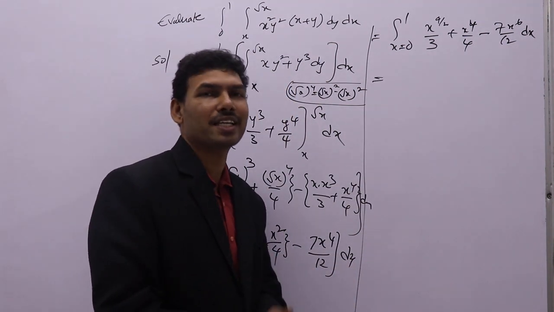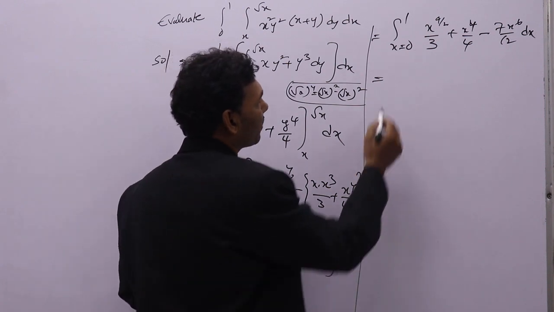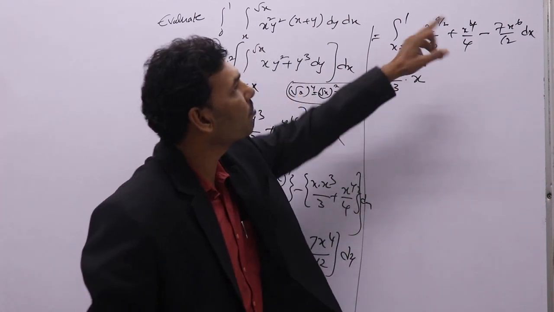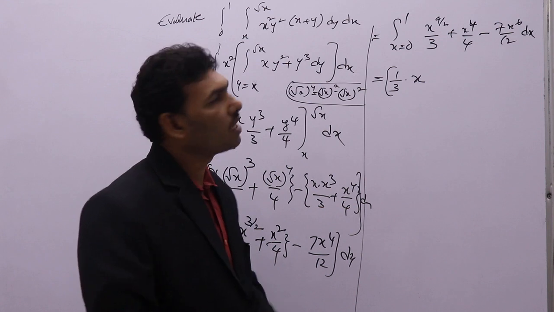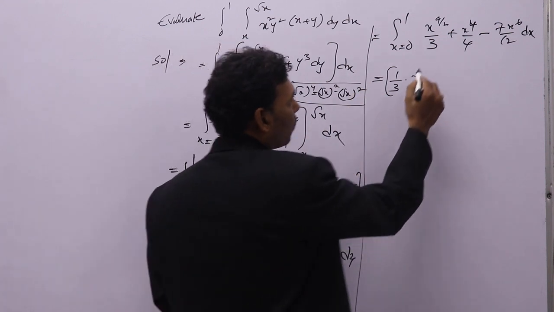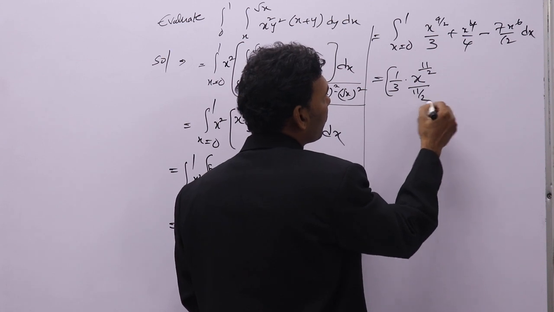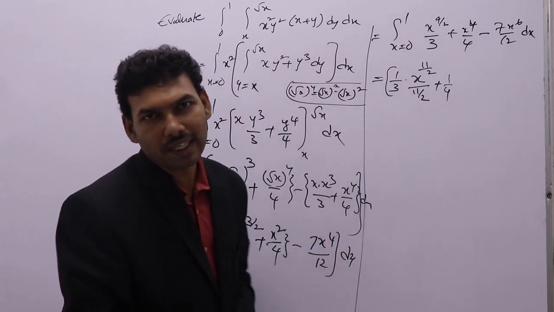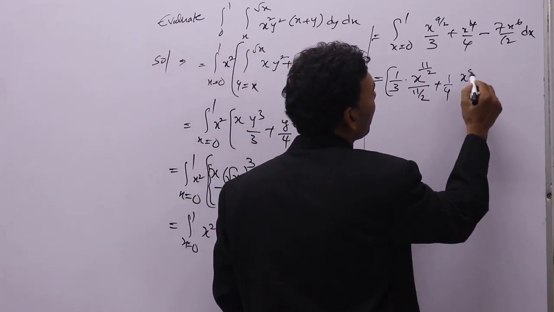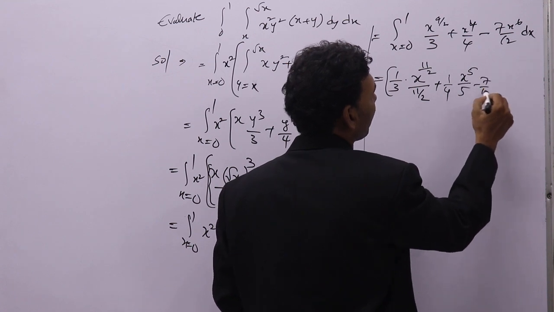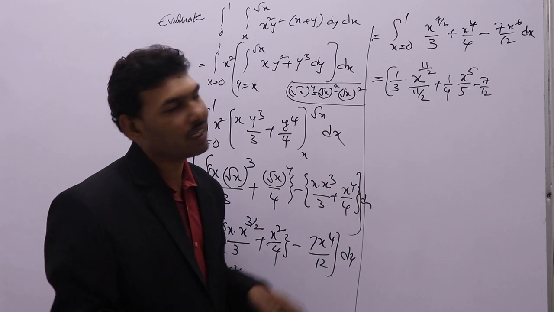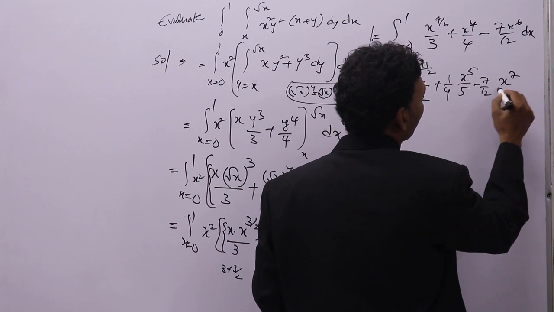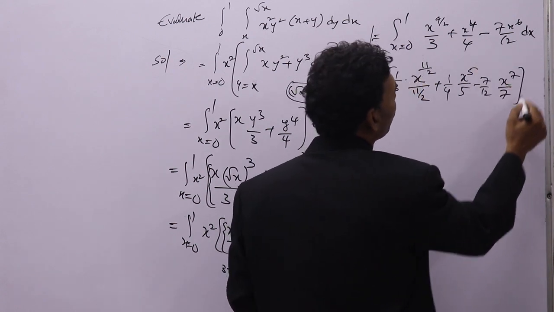Integral x power n is x power n plus 1 by n plus 1. Like that, if you apply that formula here, 1 by 3 into x power 9 by 2 plus 1 by 9 by 2 plus 1. 9 by 2 plus 1, 9 plus 2, 11. So x power 11 by 2 by 11 by 2. Now 1 by 4 will be there. Integral x power 4, x power 5 by 5, minus 7 by 12. Integral x power 6, x power 6 plus 1 by 6 plus 1, x power 7 by 7. Limits 0 to 1.